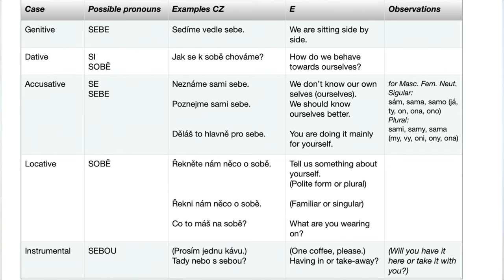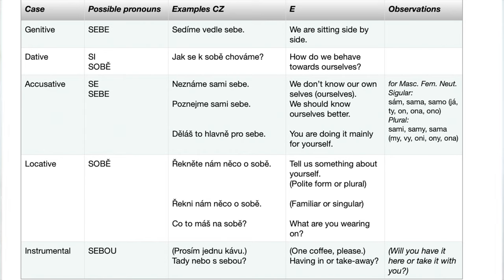The genitive. Sedíme vedle sebe. Vedle is a preposition which requires genitive. Dative. Jak se k sobě chováme? K is a preposition which in this case requires the dative case. Accusative: neznáme sami sebe, or poznejme sami sebe. Here we have the insertion of the pronoun sám, sama. I said sami, which is plural. Děláš to hlavně pro sebe. Pro requires accusative. This is why I put the reflexive pronoun, full form, in the accusative.